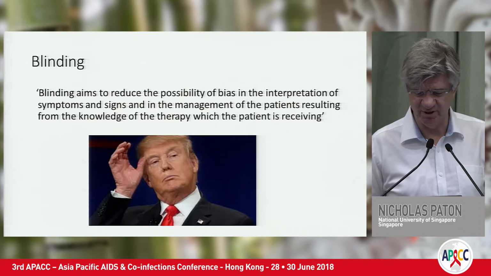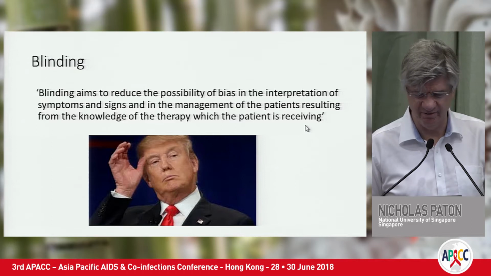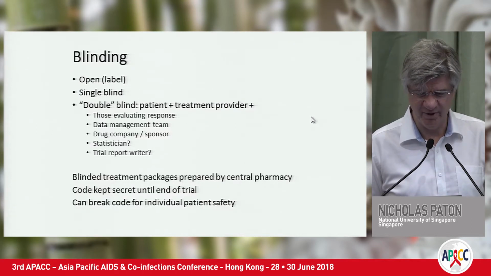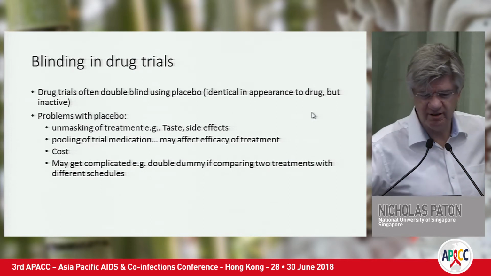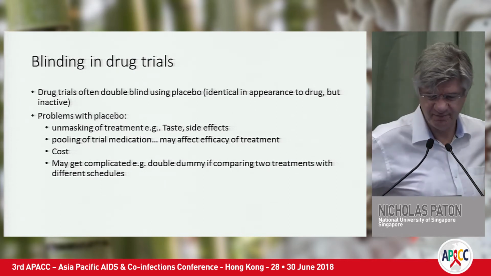So blinding aims to reduce the possibility of bias. It's a long sentence, you get confused. Open label, single blind, double blind, we can skip that. Okay. So drug trials are often double blind using a placebo.